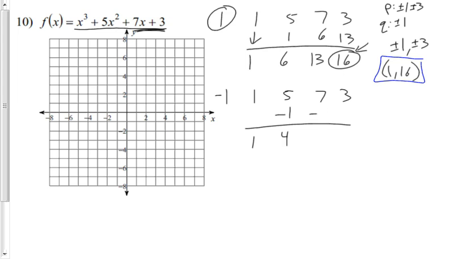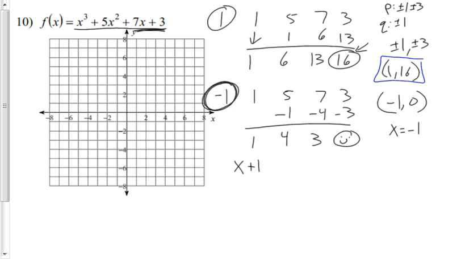1, negative 1, 4, negative 4, 3, negative 3. Hey, there we go. There's our happy 0. Okay, so what that means is negative 1 is one of our solutions. It also tells us that we have factored one step of this equation. So the factored form would be x plus 1, because if the 0 is negative 1, it comes from the factor x plus 1. And its cofactor is this 1x squared plus 4x plus 3.